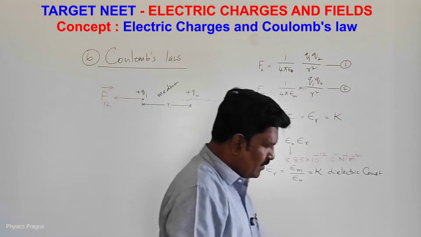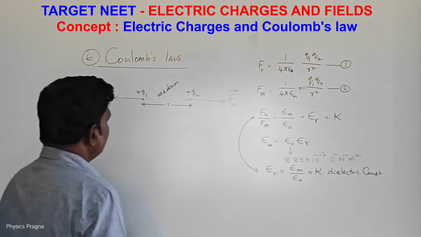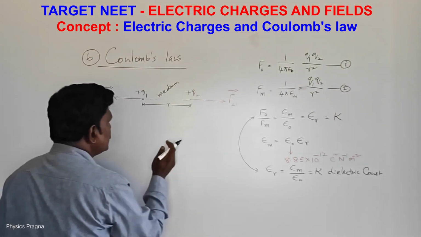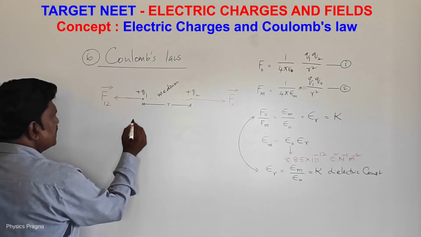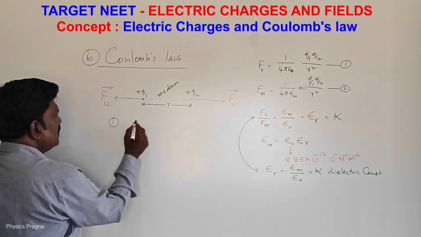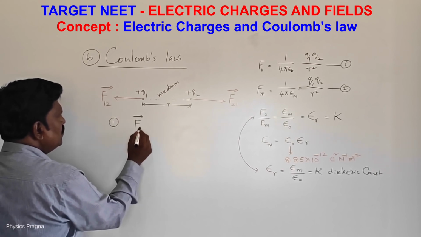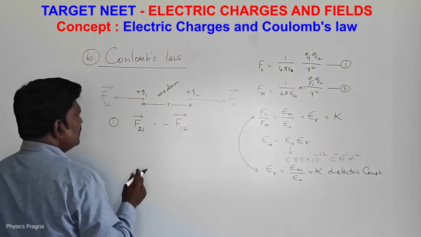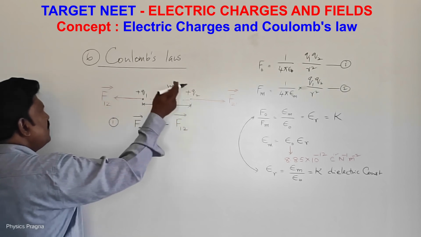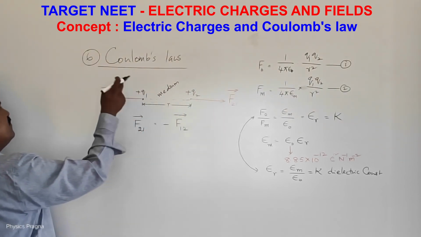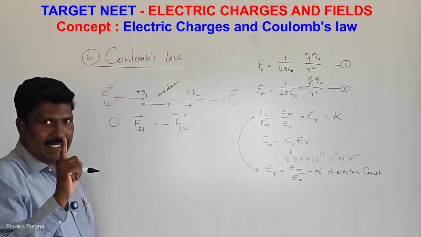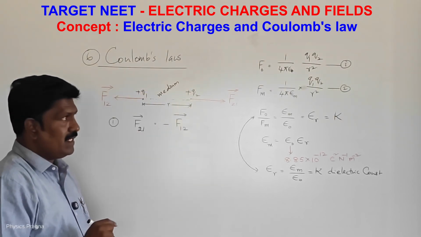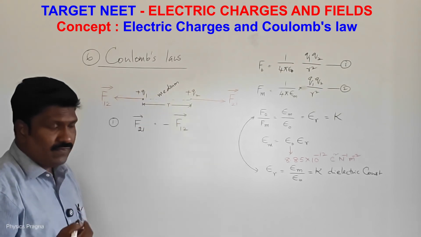Let us write the vector form of Coulomb's law. See here, at once if you observe this diagram, this force is in positive direction, this force in negative direction. So first observation, what we write is F21 is equal to minus F12. So one force is acting on one body, opposite force of same magnitude is acting on another body. Magnitudes of forces are equal, but directions are different. And these two forces are acting on two different bodies.